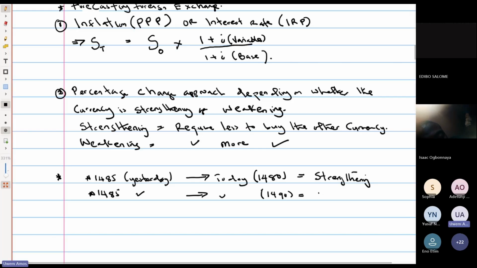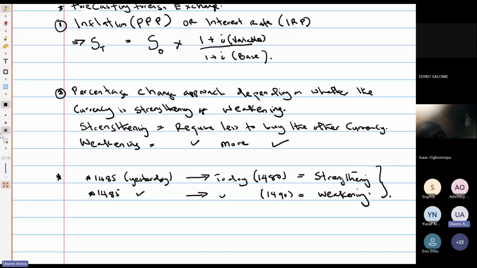Now that concept is very, very important, especially when you are dealing with the percentage approach. Because ICAN might tell you, oh, the Naira strengthened against the dollar by 10%, or the Naira weakened against the dollar by 10%. What you do will depend on what direction it is going. So if it's weakening, you know that you need more, so you are adding. If it's strengthening, you know that you need less, so you are subtracting. It's reducing, so you are subtracting. Okay, so those are concepts on exchange rate.